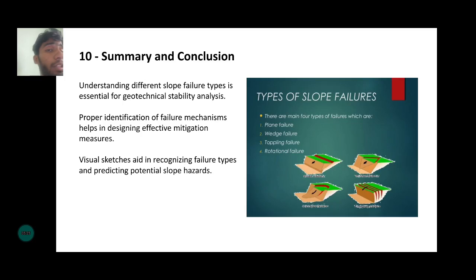Summary and conclusion. Understanding the different types of slope failures is essential for geotechnical stability. Proper identification of the failure mechanism helps in designing effective remedial measures. Visual sketches aid in recognizing failure types and predicting potential slope failures.